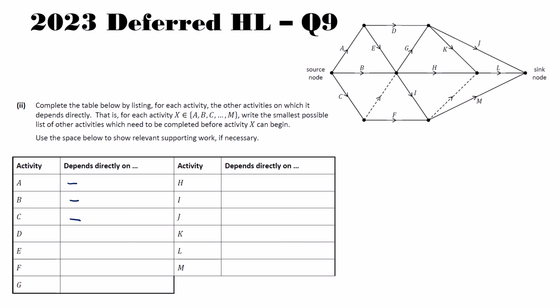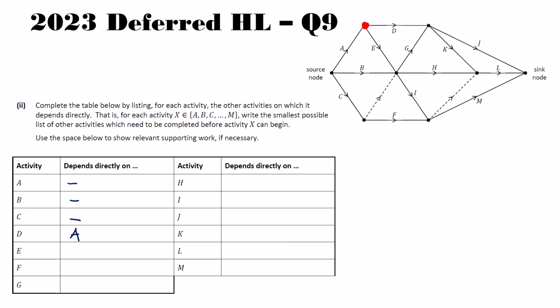Then we have D. What I like to do to see what's happening is put a very clear red dot where we're starting with D, so I can see what's feeding into that dot. I can see that A is feeding in there, which means D is dependent on A.